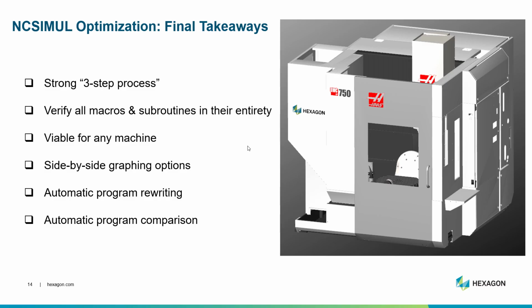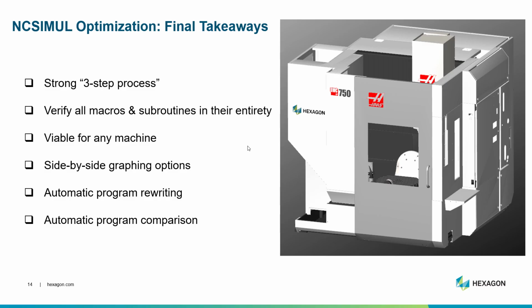We'll see some side-by-side graphing options of, again, the chip thickness, chip load, and power of the machine, before and after the optimization. And you can see if there's any spiking that you need to take a look at. And then when you're done with that, NC Simul will automatically rewrite all the feeds for the program. You don't have to do anything except hit generate. And based on the parameters and conditions that it's found, it'll automatically rewrite the G-code for you.